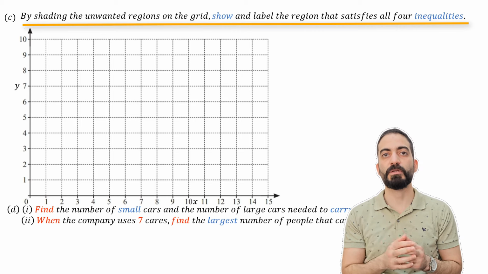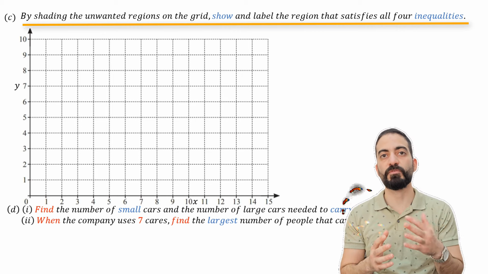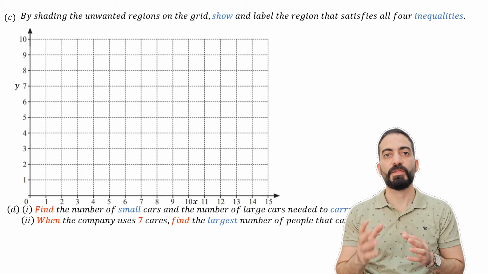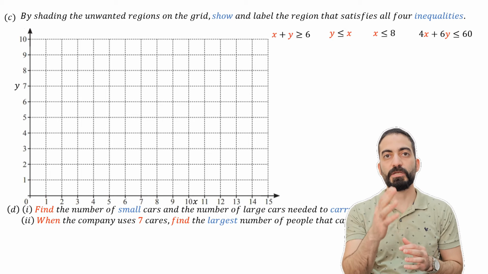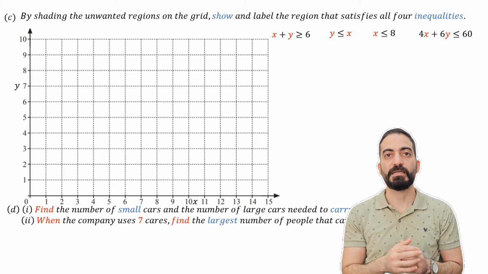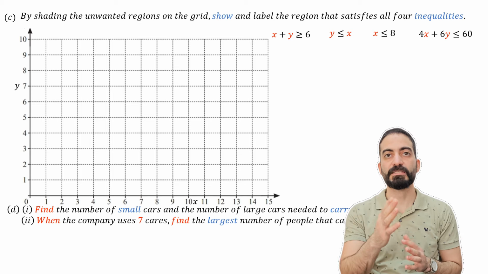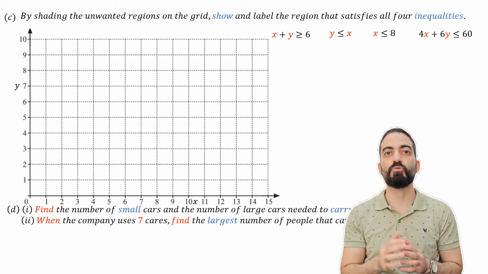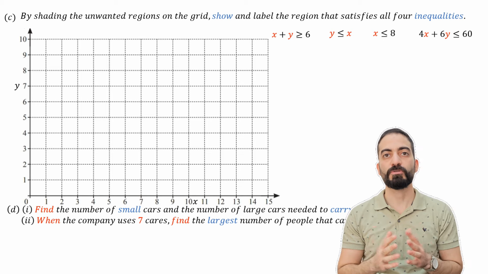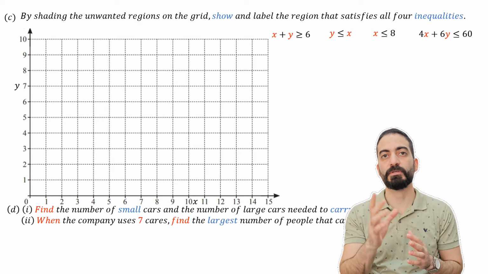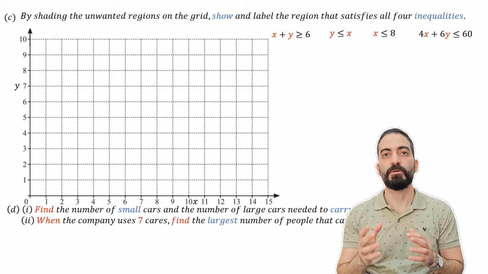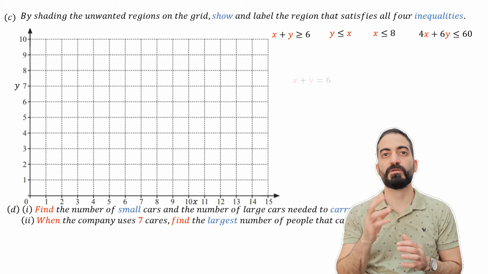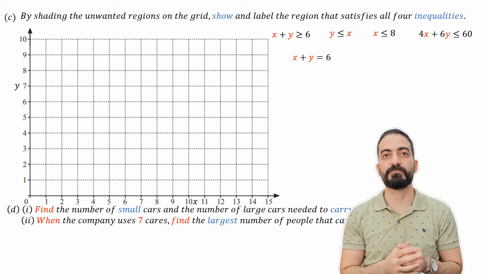Show and label the region that satisfies all 4 inequalities. The 4 inequalities are x plus y larger than or equal to 6, and y smaller than or equal to x, and x smaller than or equal to 8, and 4x plus 6y smaller than or equal to 60. In order for us to determine x plus y larger than or equal to 6 on the drawing, we must first draw the line x plus y equals 6.